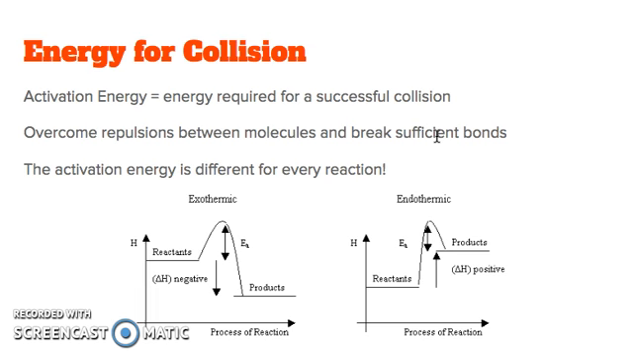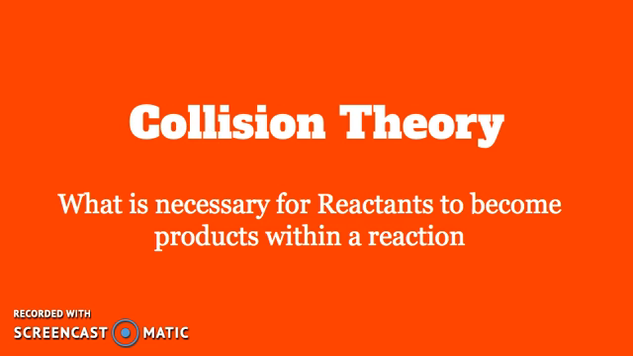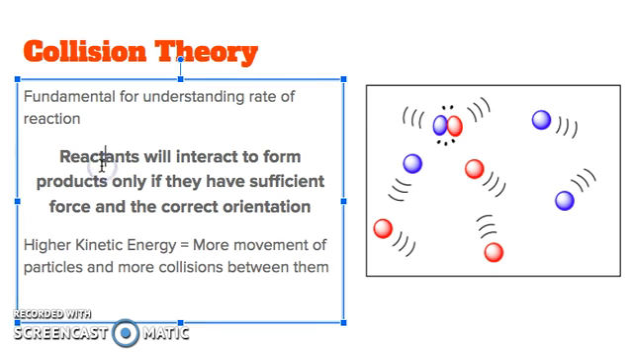When we drew these graphs in chapter 5, exothermic and endothermic graphs, there was also always this little bump. This little bump is the EA, or the activation energy, and this is the energy required for the reaction to take place. This is the idea of sufficient energy. To sum up, the collision theory states that reactants will only form products if they have sufficient force or energy and the correct orientation.